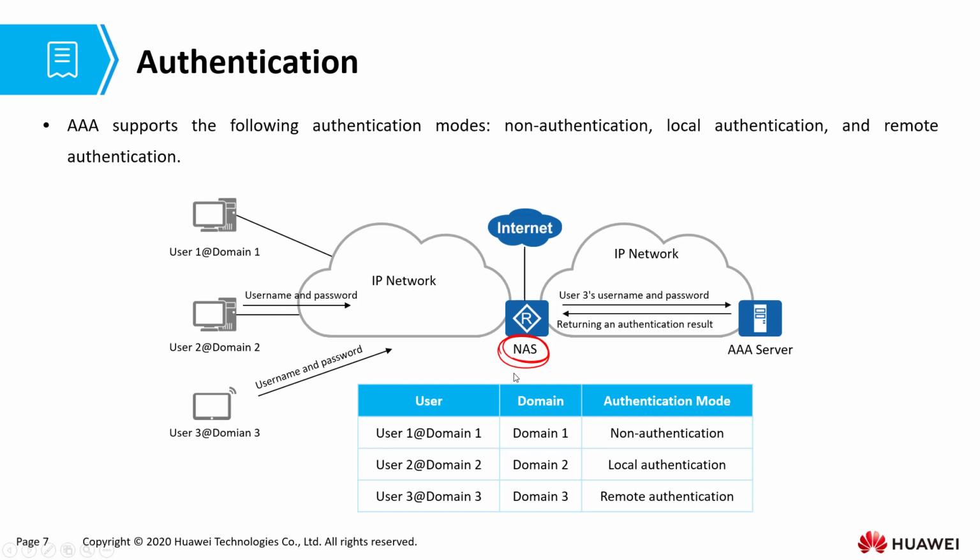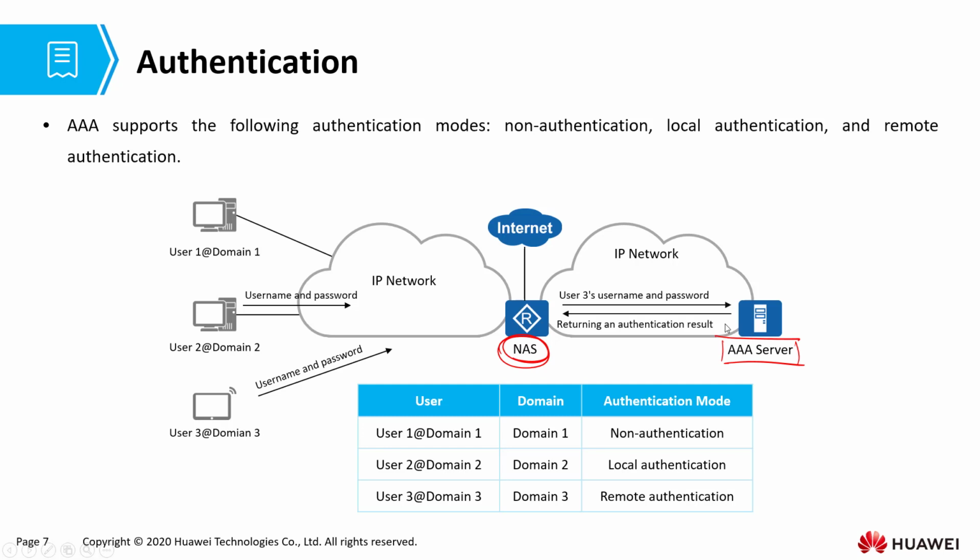In this case, the network access server is the one that will function as the AAA server. It will do the authentication, it will do the authorization. Unfortunately, it won't be able to do accounting because of resource limitations on the network access server.